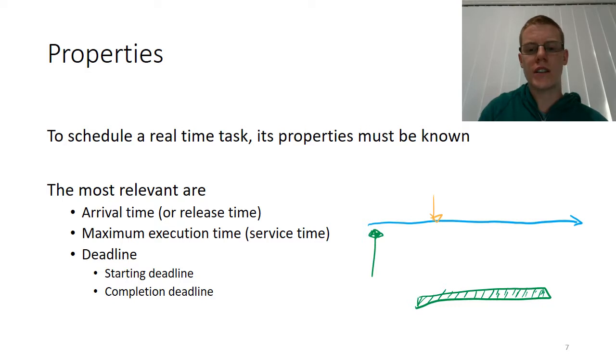So if the process hasn't started sometime in this period here, then we've already failed to meet one deadline. And we will also almost always have a completion deadline. So if the end of the process doesn't occur by this time here, then we've failed to meet another deadline. So just to make things clear, this is what we meant when we were talking about the starting deadline.